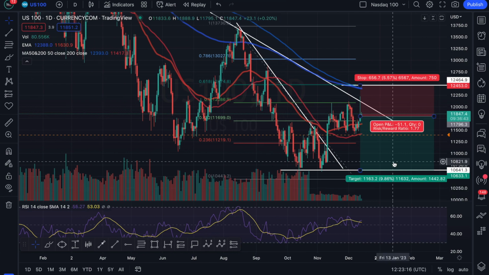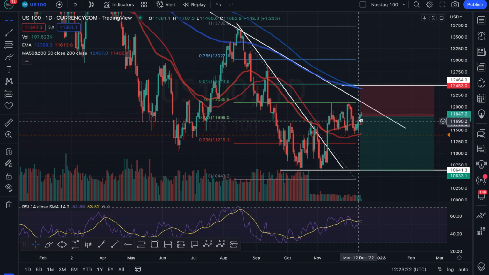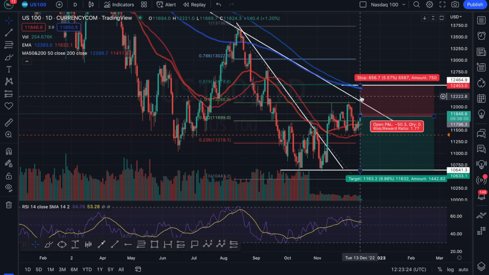Let's start here by looking at the Nasdaq100. Nasdaq currently trading at 11,847. Yesterday we had a humongous rally just prior to the US markets opening, where we did actually go and reach 12,222. That was after a CPI reading coming at 7.1% versus 7.3% expected, which now shows that inflation is in a downtrend.